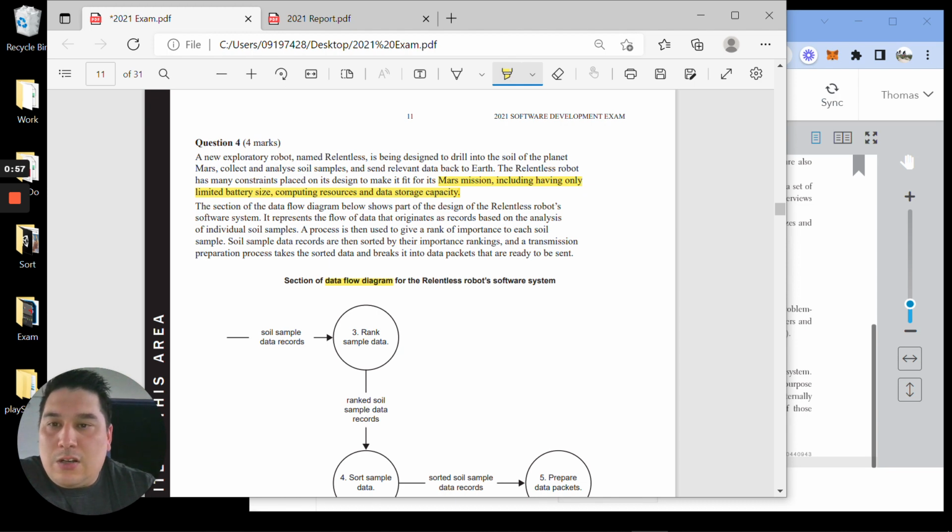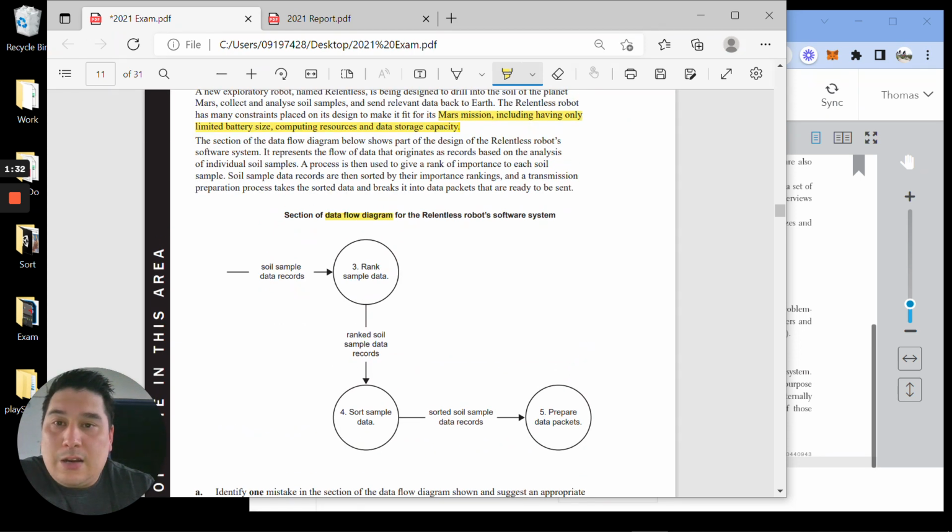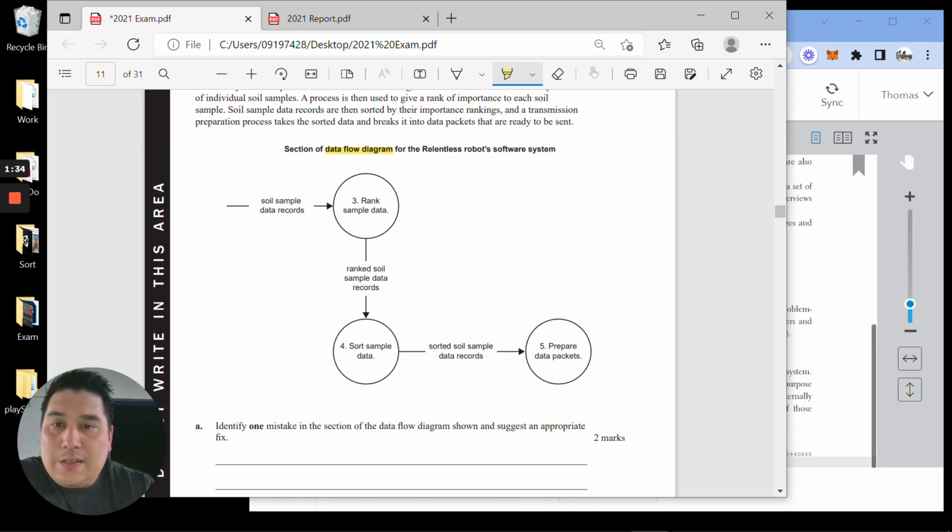Let's continue reading. The section of the data flow diagram below shows part of the design of the Relentless robot software system. It represents the flow of data that originates as records based on the analysis of the individual soil samples. A process is then used to give a rank of importance to each soil sample. Soil sample data records are then sorted by their importance rankings, and a transmission preparation process takes the sorted data and breaks it into data packets that are ready to be sent. Basically that whole paragraph should be visualized here.